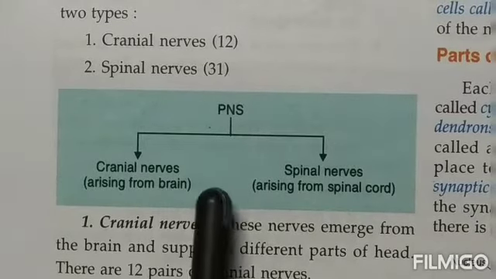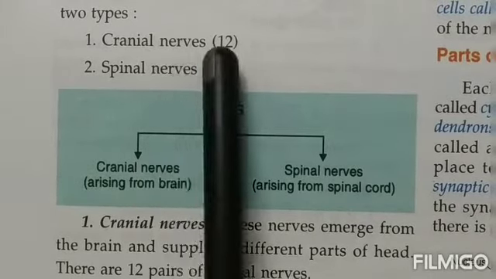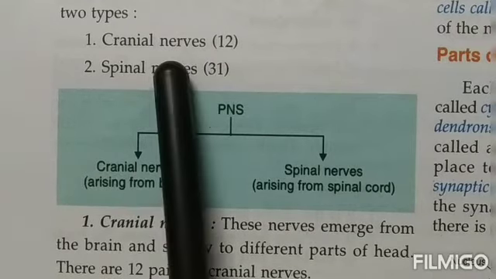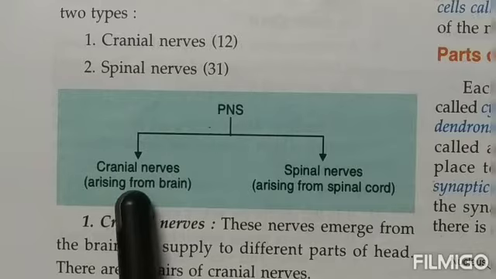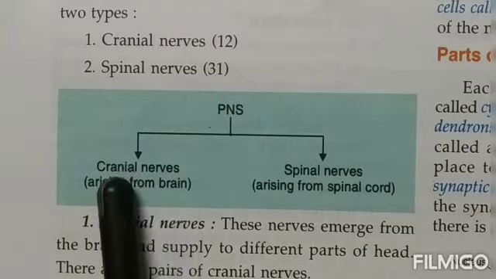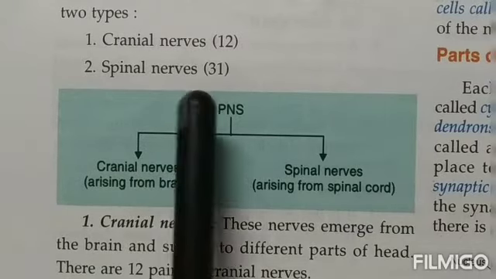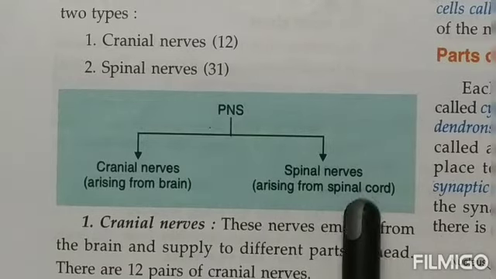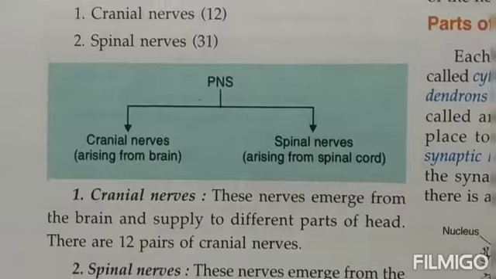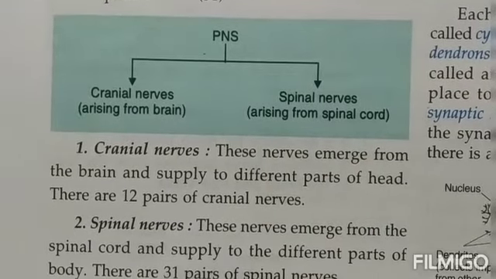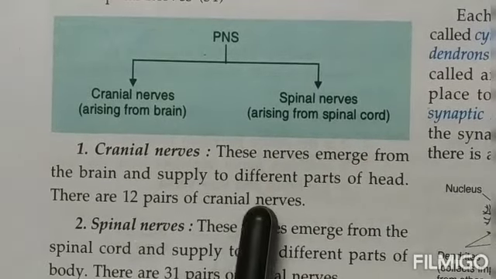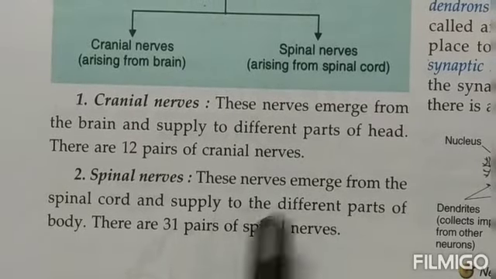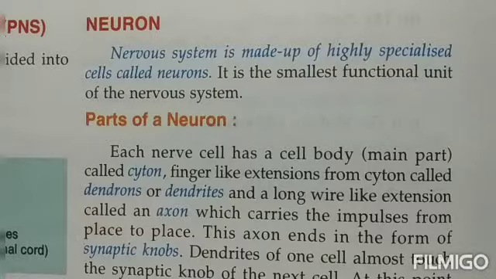Now, cranial, children, why? The name cranial tells us that these nerves arise from the brain. Cranial word, cranium, these are the words that are used for brain. So, cranial nerves means the nerves that are originating from the brain. Similarly, spinal nerves, which are 31 pairs, children, these are the nerves that are arising from the spinal cord. These nerves emerge from the brain and supply to the different parts of the head. There are 12 pairs. Spinal nerves, these nerves emerge from the spinal cord and supply to the different parts of the body. There are 31 pairs.